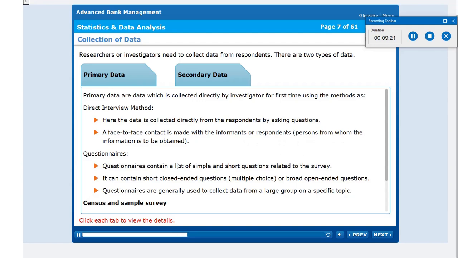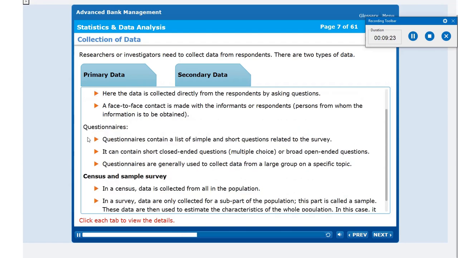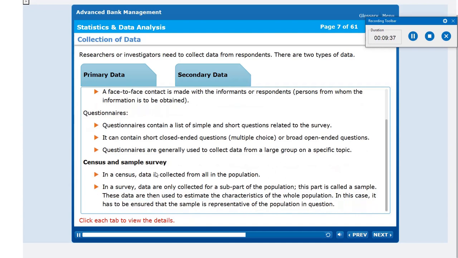Questionnaires. Questionnaires contain a list of simple and short questions related to the survey. They can contain short closed-ended questions or broad open-ended questions. Questionnaires are generally used to collect data from a large group on a specific topic. Census and sample survey. In a census, data is collected from all in the population. In a survey, data are only collected for a sub-part of the population. This part is called a sample. These data are then used to estimate the characteristics of the whole population. In this case, it has to be ensured that the sample is representative of the population in question.